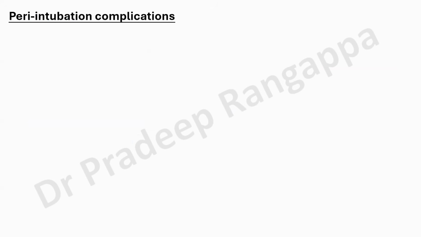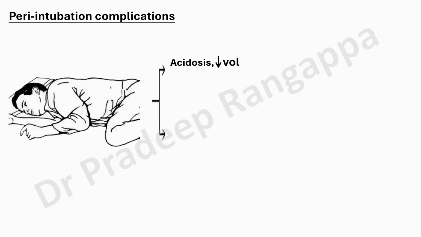So, in poisoning, one could anticipate peri-intubation complications because of the nature of the poison, which affects multiple other systems and can cause hemodynamic compromise. Some poisonings can cause severe acidosis, like OP poisoning itself, and there can be hypovolemia and reduced preload, which means when you're intubating, there can be a lot of hemodynamic compromise. So you have to take care of correcting these before you go on and intubate.